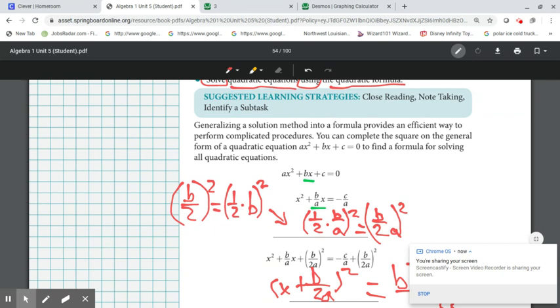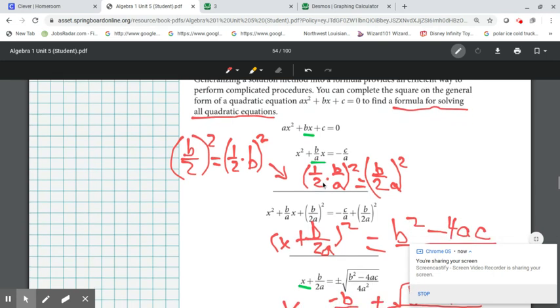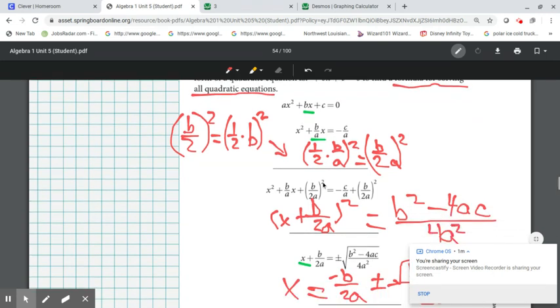You can complete the square on the general form of a quadratic equation, ax squared plus bx plus c equals 0, to find a formula for solving all quadratic equations. So we can take this general form and use completing the square to find a formula that we can use to solve any quadratic equation. All right, so the general form again is ax squared plus bx plus c equals 0 for a quadratic equation.